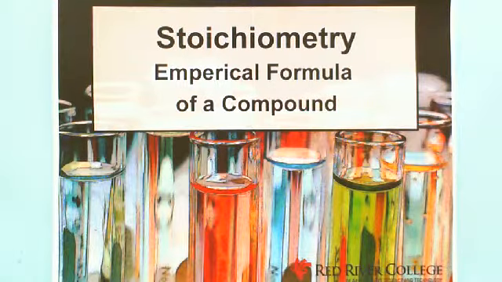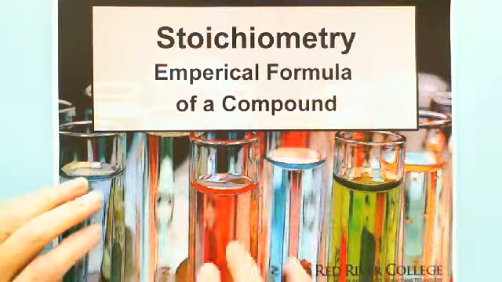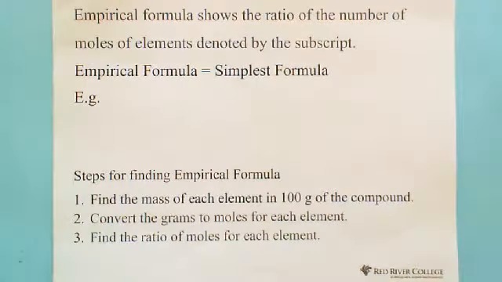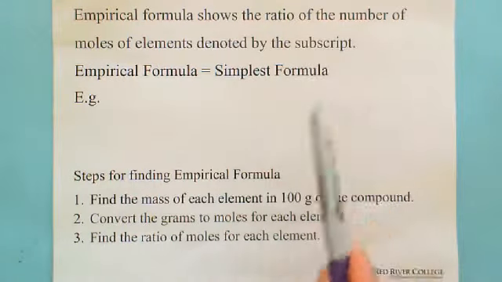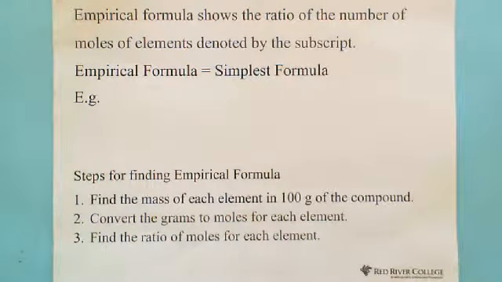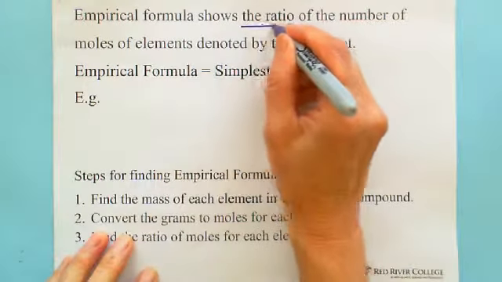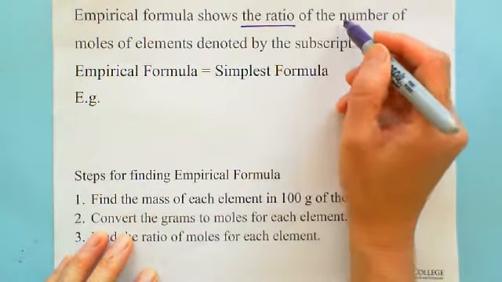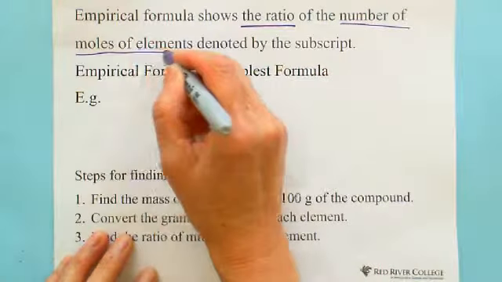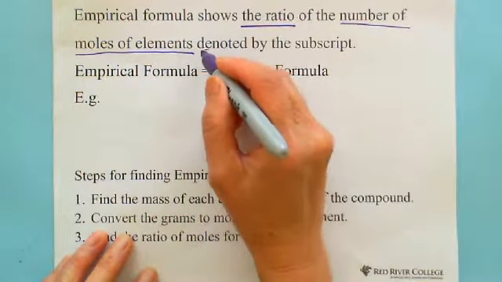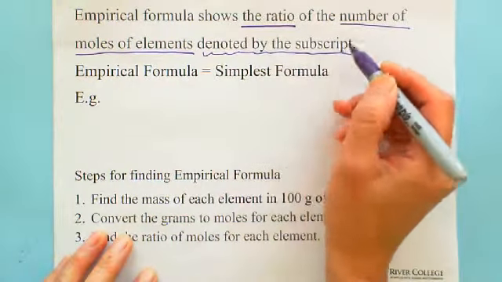This session is about the empirical formula of a compound. First, let's see what the empirical formula is. Empirical formula shows the ratio of the number of moles of elements denoted by the subscript.